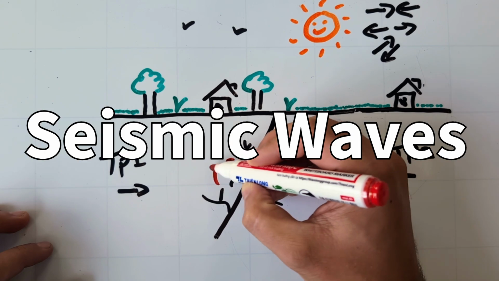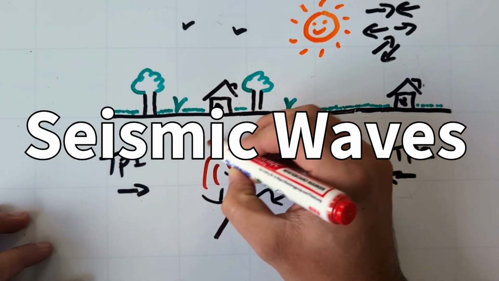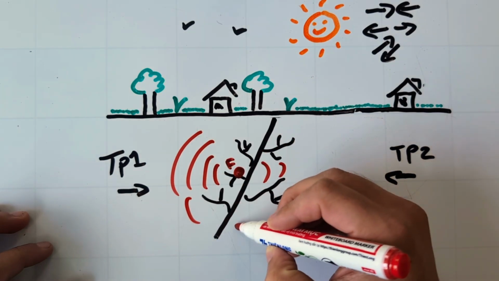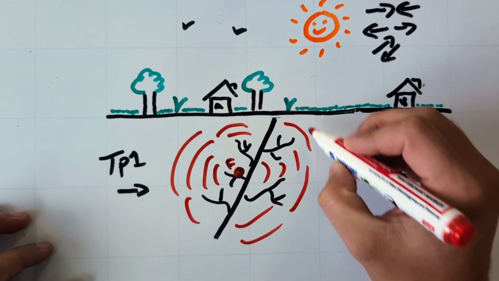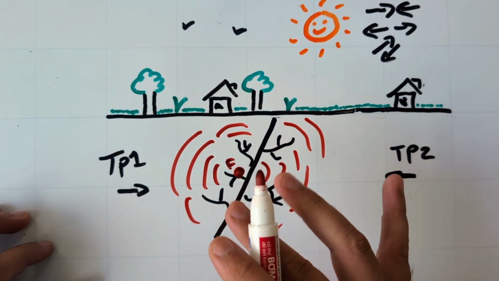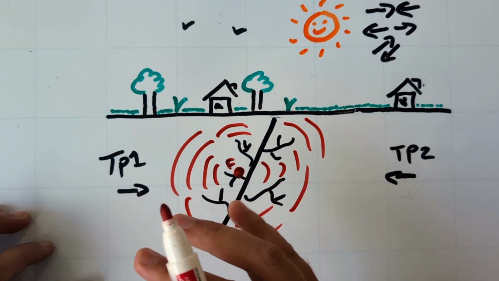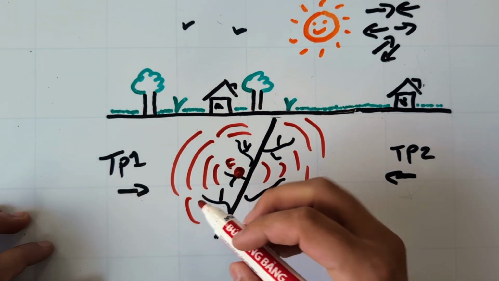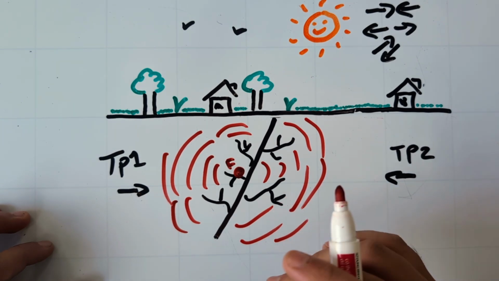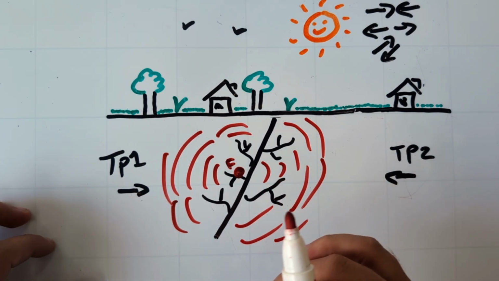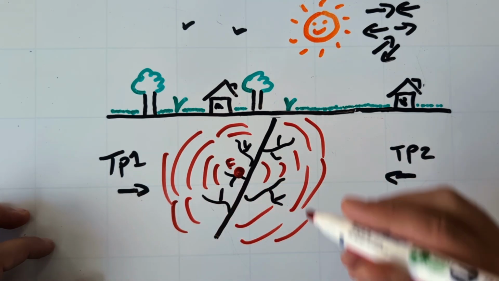And when it starts, that energy is released in the form of seismic waves. It's released in all directions. Okay? If you want to know, there's 2 different types of seismic waves: P waves, primary waves, and S waves, secondary waves. But for your GCSEs, you just need to know seismic waves. So, it travels out in all directions.